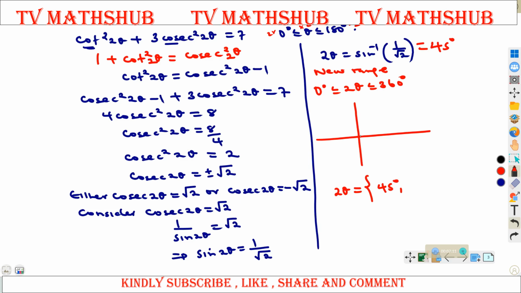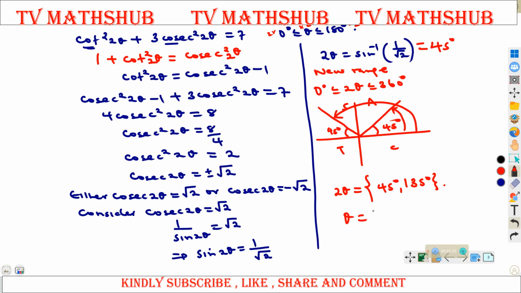So next we need to get all other angles. Sine is positive in the first and the second quadrant. So we need to allocate 45 degrees here, then 45 degrees here. The first angle will be this, and the next angle will be this. The next angle will be 180 minus the answer, which is 135 degrees. So here we have 135 degrees. Those are the only angles in this range that can give us the value of 2 theta from 0 to 180 degrees.